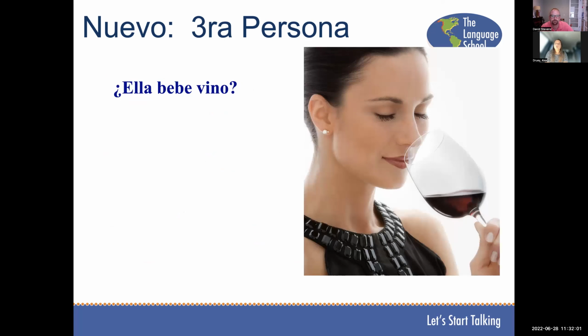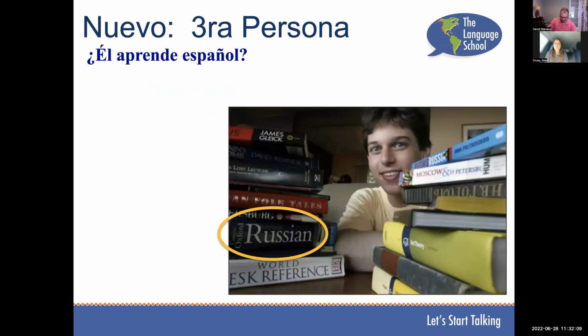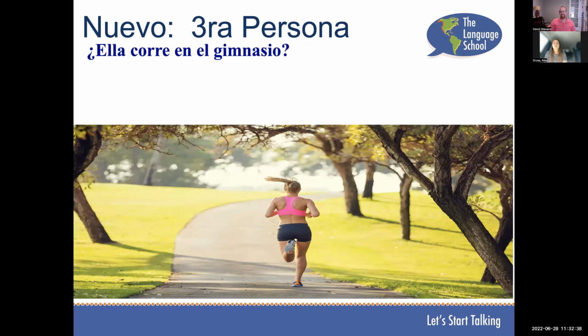Ella bebe vino. Sí, ella bebe vino. Él aprende español. No, él aprende español. Just put no right before aprende. No aprende español. If you wanted to say él, you can say that too, but you have to have no right before the verb. So you could say, no, él no aprende español. Yeah, the no has to go right before the verb.